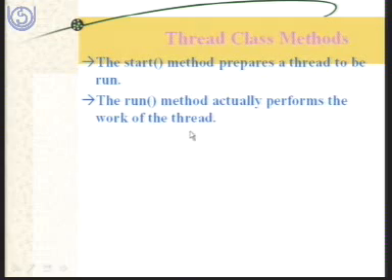Now, the run method automatically performs the work of the thread. So, this run method you do not have to invoke. Basically, when you invoke the start method, whenever the thread scheduler provides the opportunity or the chance to the thread to execute, the thread will automatically invoke this run method, and whatever you have implemented inside the run method will be executed as a result of the execution of your thread.